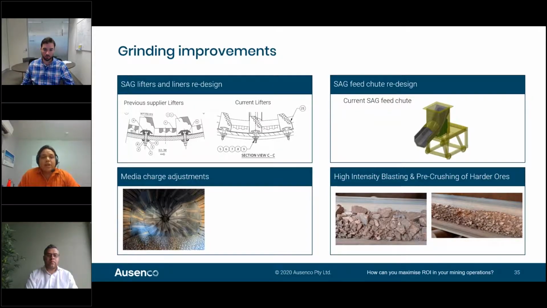In addition to this, the last 2 initiatives in this slide, high intensity blasting and pre-crushing of harder ores, were assessed using the Ausenco technical solutions software to forecast the increase in throughput and support the business case to implement these initiatives, bringing value to Cap Copper. You can go to the next slide, please.